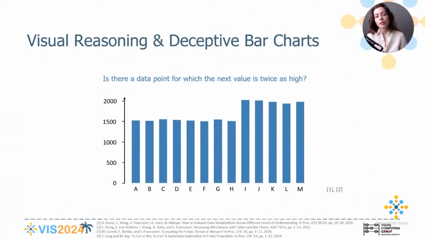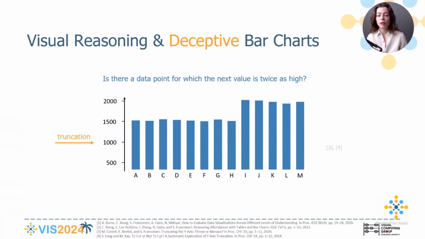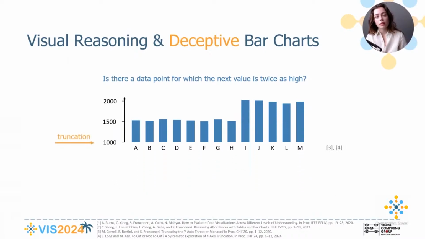Bar charts and visual reasoning tasks on bar charts, as shown here, are commonly used as examples to better understand how we read and understand visualizations. A well-known source of deception is the truncation of the y-axis. For example, recent studies investigated under which circumstances these cutoffs can exaggerate perceived effect size. In our work, we study reasoning strategies, and in particular, changing strategies when working with deceptive bar charts.